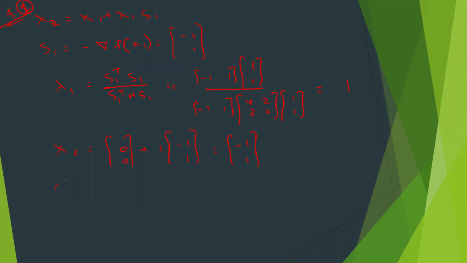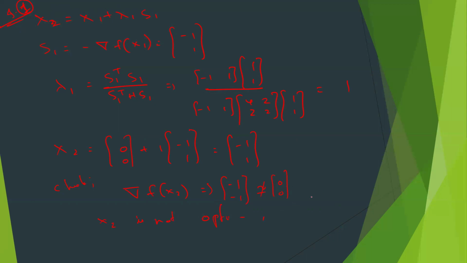Now check whether this x2 is my optimum solution or not. In order to check whether it is optimal, I have to find the gradient of f of x2. I will get minus 1 and minus 1. So this is not close to 0. So my x2 is not optimum. Okay, so I need to go to the next iteration.